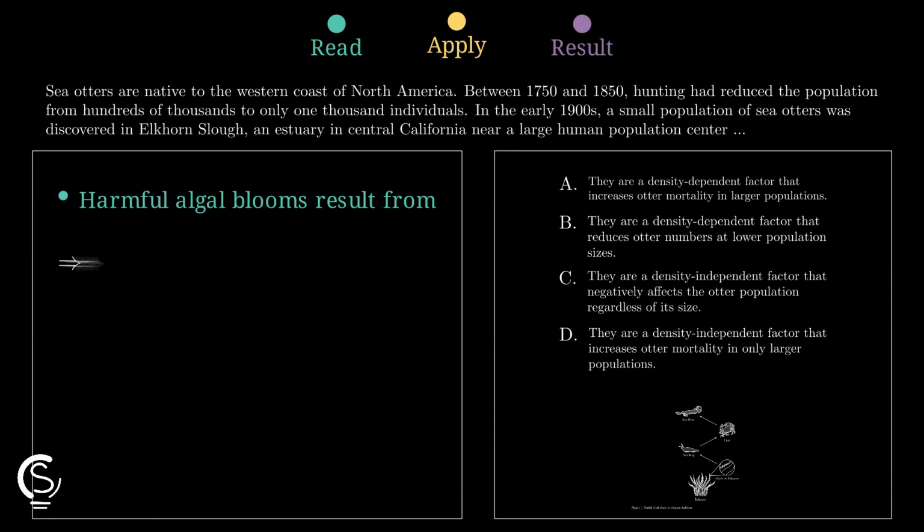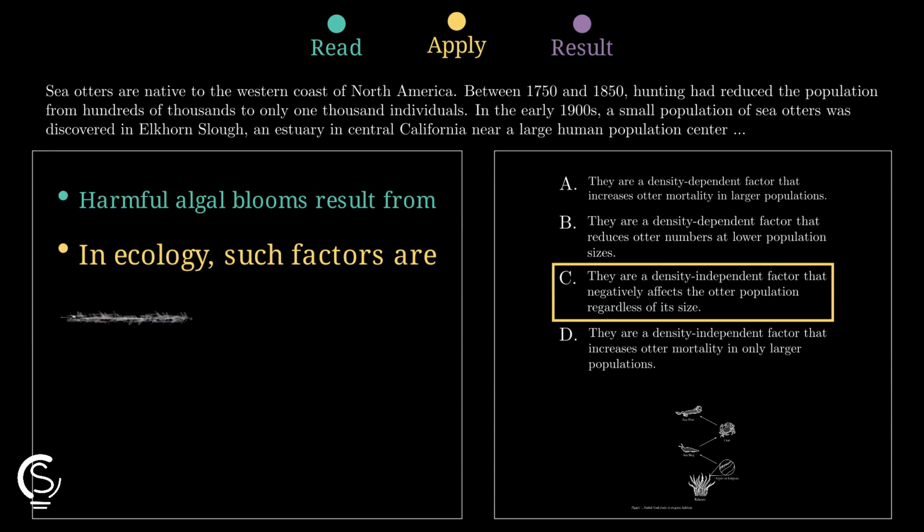Then the passage connects the harm directly. Shellfish ingest the algae, otters eat the shellfish, and otter mortality rises, so the effect is negative overall.